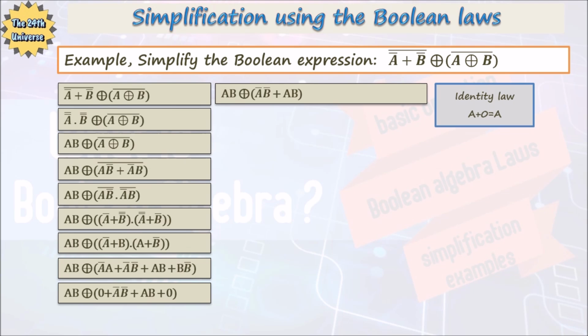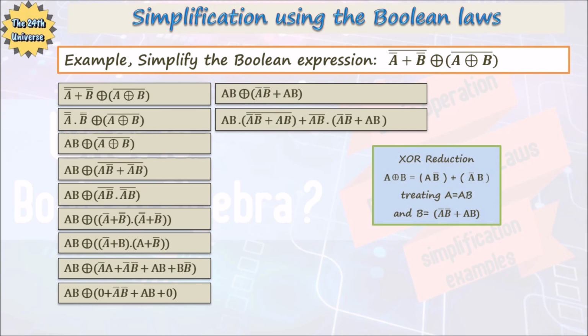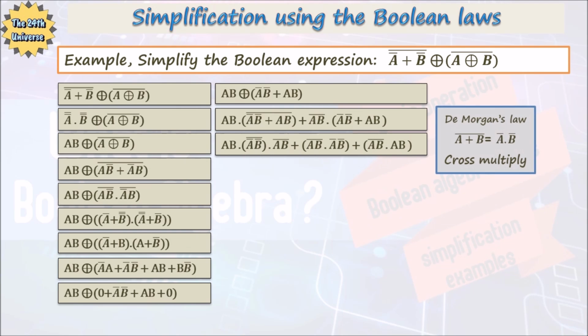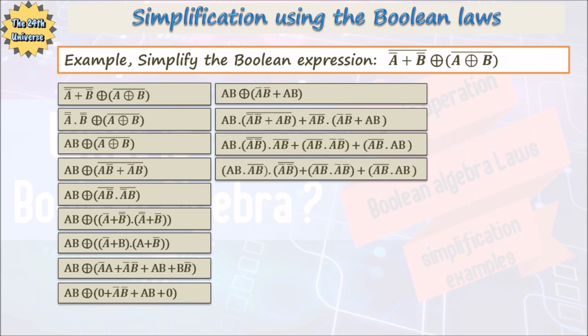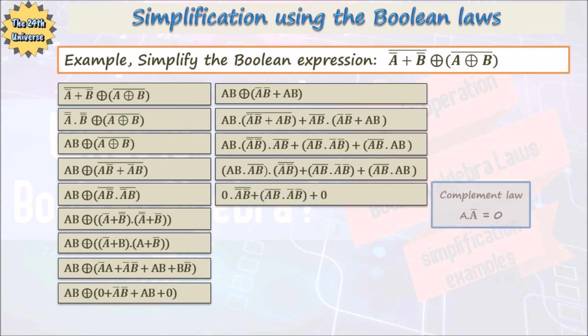Now treat this expression as A XOR B, where A is equal to AB and B is equal to A bar B bar plus AB. That will give you this particular expression. Now apply De Morgan's law to the first part of the main OR and cross multiply the second part of the main OR to get this expression. Now just regroup the first product term like this. Now using the complement law, AB would be treated as A. So AB and (AB) the whole bar reduced to 0. Similarly, (AB) the whole bar and AB reduced to 0 like this.